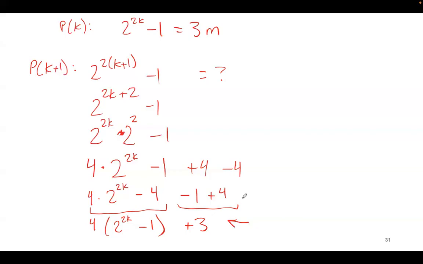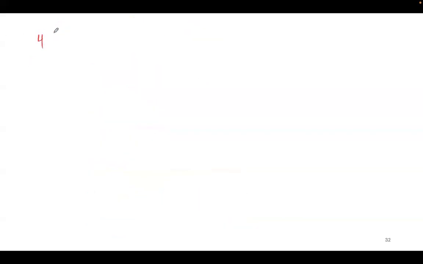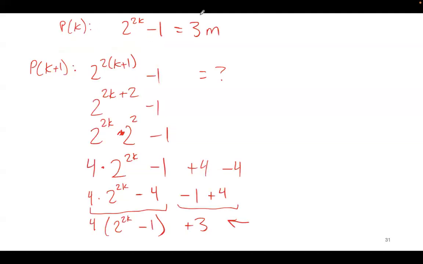Remember, all this math is us doing that induction step. If we're trying to prove k+1, this is all our work, where the bulk of the work in induction comes in. Okay, so I'm rewriting 4 times 2 to the 2k -1 +3. Yes.